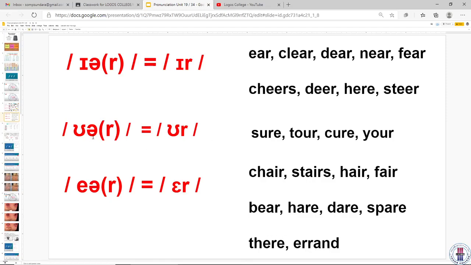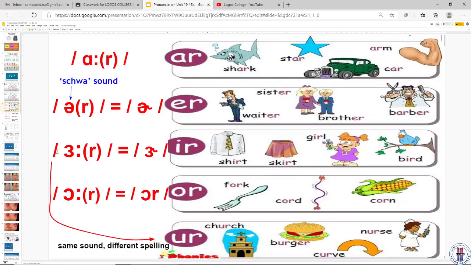This one you haven't learned yet. This is the ua. If you add the r sound to it, you get the ur, like tour, sure, cure, your. Today, I want to focus on the ear, all right, I'm sorry, and the or sounds.